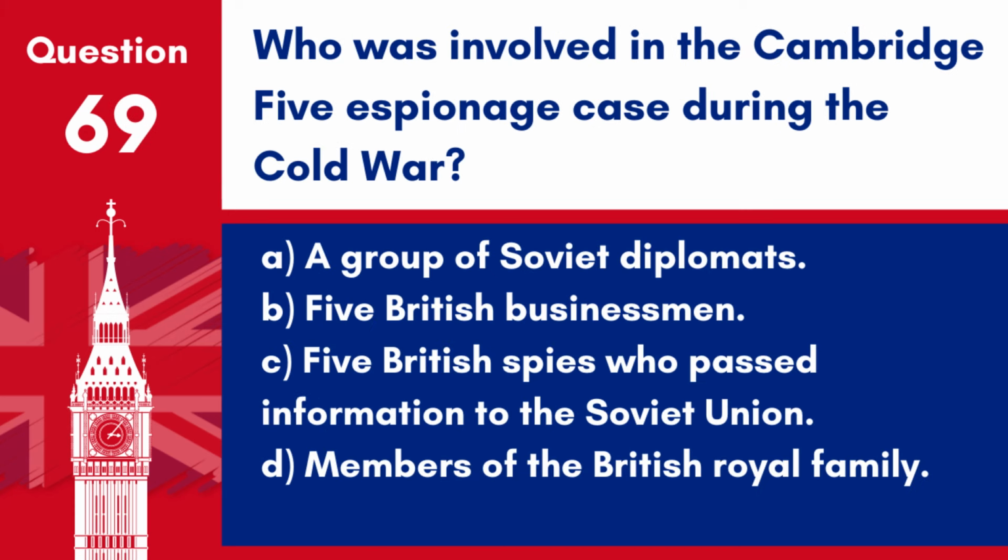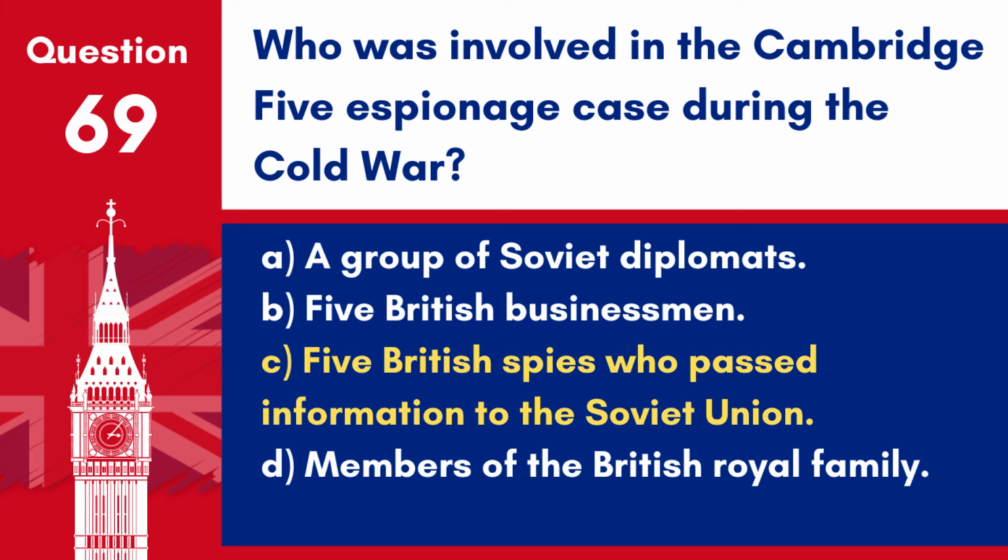Question 69. Who was involved in the Cambridge 5 espionage case during the Cold War? A. A group of Soviet diplomats. B. 5 British businessmen. C. 5 British spies who passed information to the Soviet Union. D. Members of the British royal family.